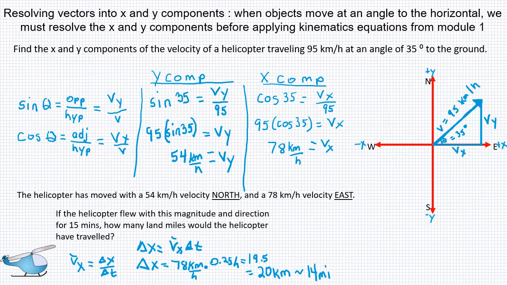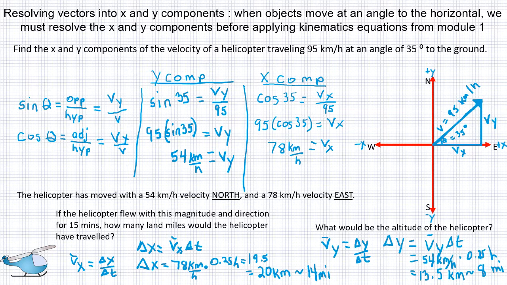which is about 14 miles. Now you know what I'm going to ask: what about the altitude? How high will the helicopter be? Well, we can calculate that also. We just use that component for Vy that we got, and we plug in Vy and the time, which is 0.25. So 54 kilometers per hour times 0.25 gives us 13.5 kilometers. I should have rounded that to about 14 kilometers, but it'll be about 8 miles. And if I did my sig figs right, it'd be about 8.0 miles.